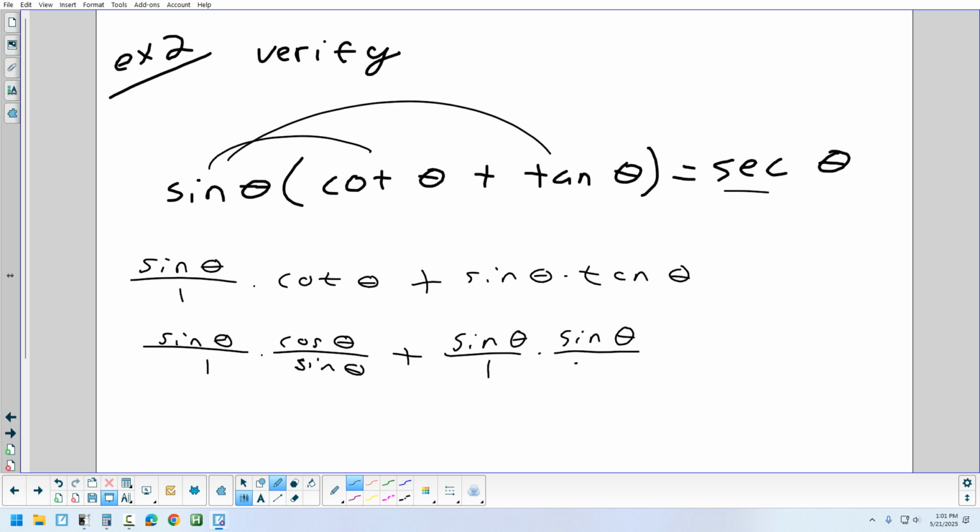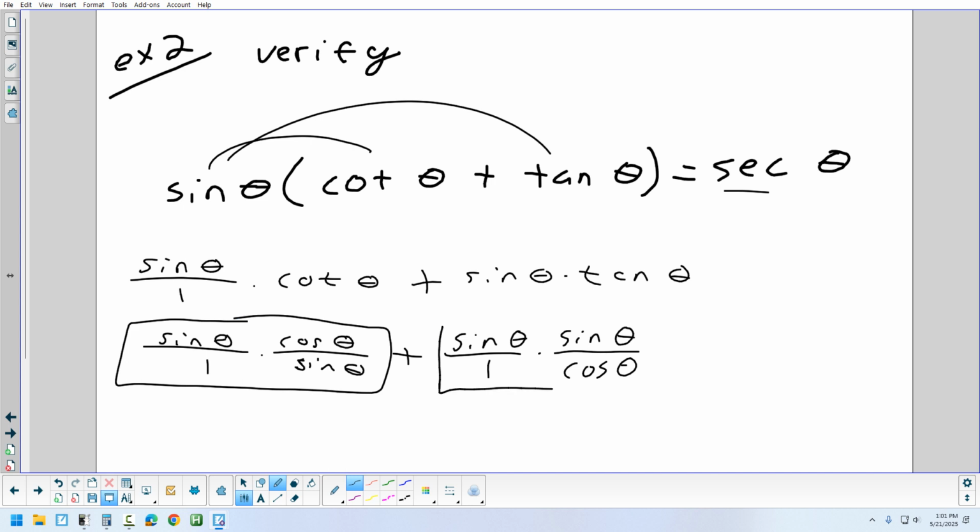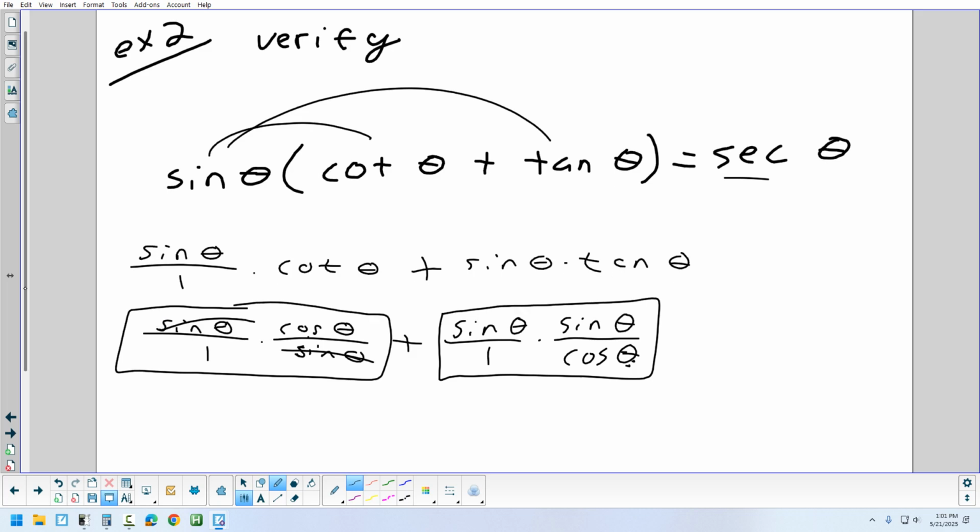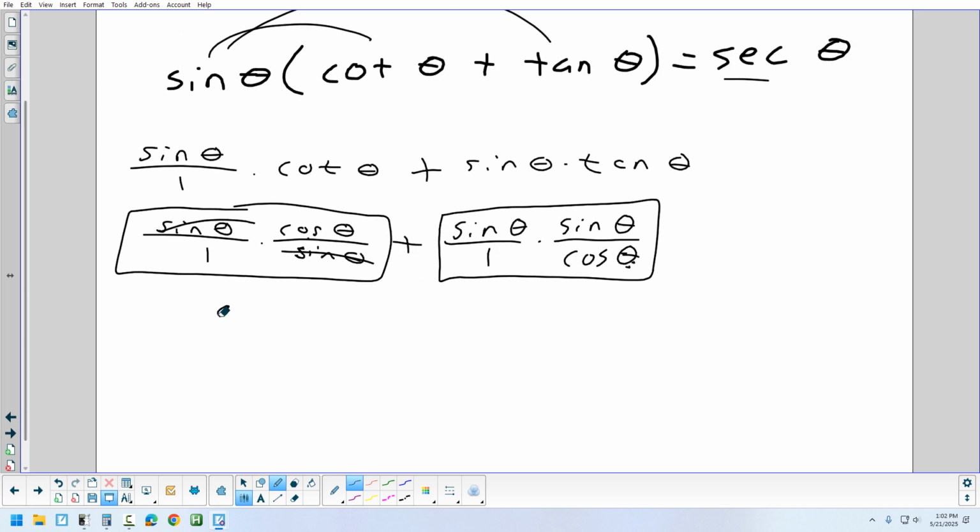Now, these are two separate pieces, right? This is one piece, then you've got a plus sign, and that breaks it into a different piece. So don't try to cancel cosine in the bottom here with cosine in the top over there. If there's anything in the same box that you can cancel, that's okay. Yes, you can cancel that sine and that sine. That leaves me with 1 over cosine in the first box, plus sine squared over cosine.